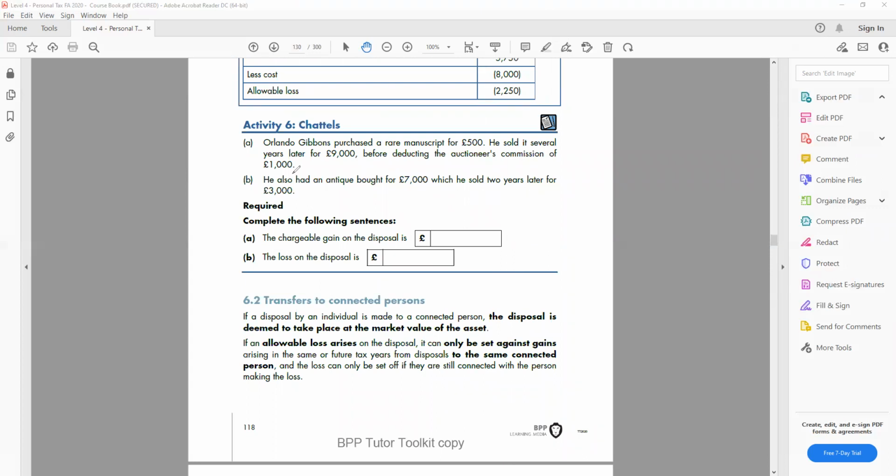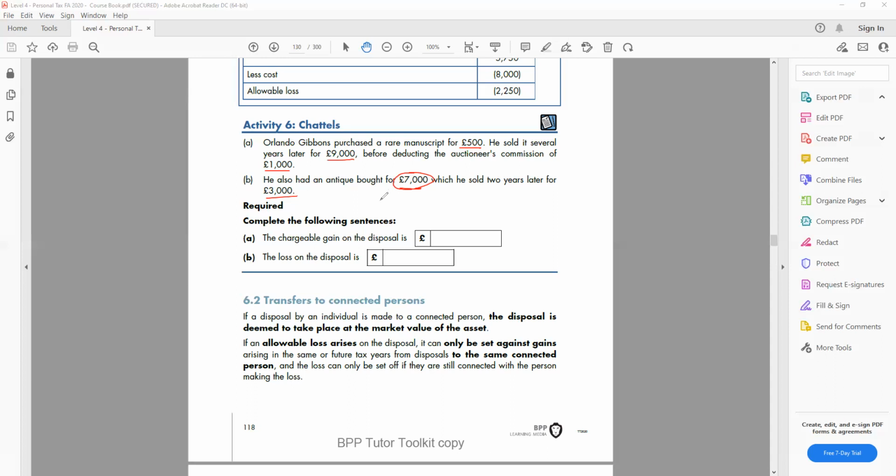So we have here, Orlando Gibbons purchased a rare manuscript for 500. He sold it several years later for 9,000, before deducting the auction commission of 1,000. So the auction commission was 1,000, he sold it for 9,000, and the cost was only 500. He also had an antique brooch bought for 7,000, which he sold 2 years later for 3,000. So the cost was more than 6,000, but the sales proceeds are less than 6,000.